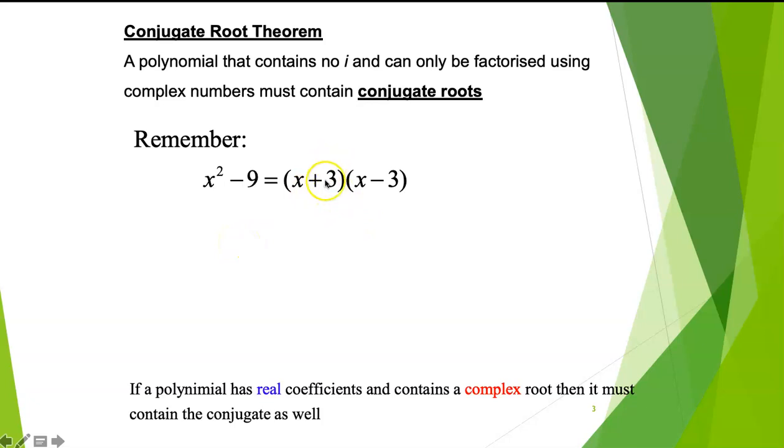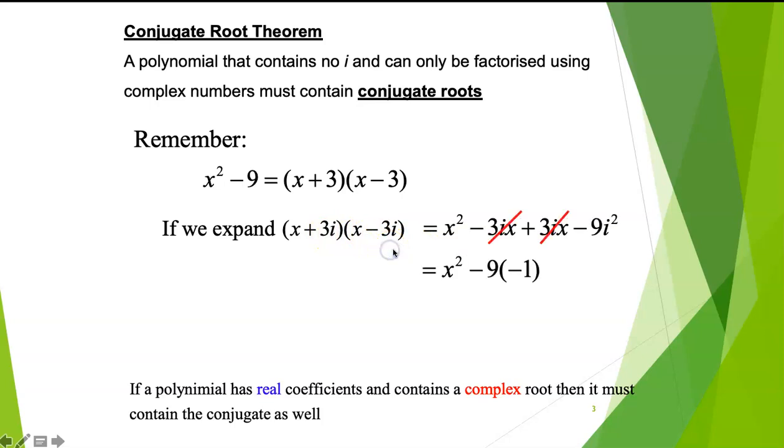But what happens if this 3 is imaginary? So 3i instead of 3. If we have x plus 3i and x minus 3i, if you expand this and simplify it, you will end up with x squared plus 9, because minus i squared is plus 1. Remember, in year 11 and year 12, we used to say this cannot be factorized, but now you can factorize it. The only difference is the factors are imaginary factors, not real factors like this.